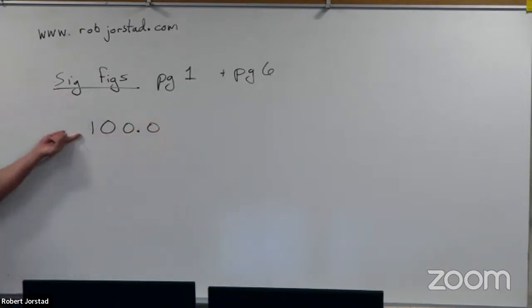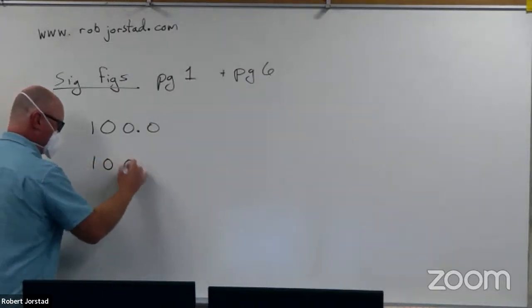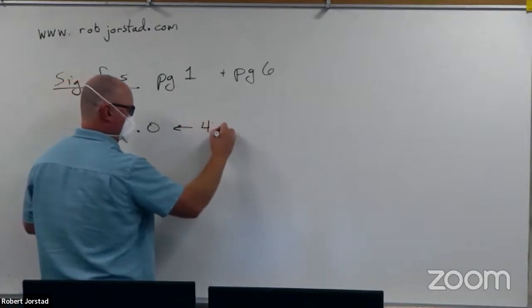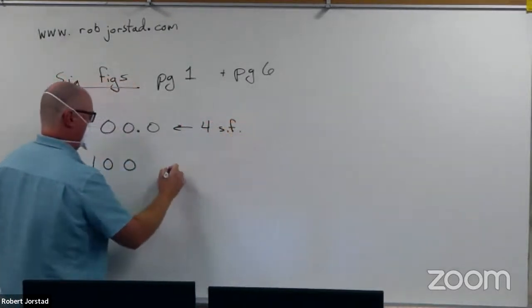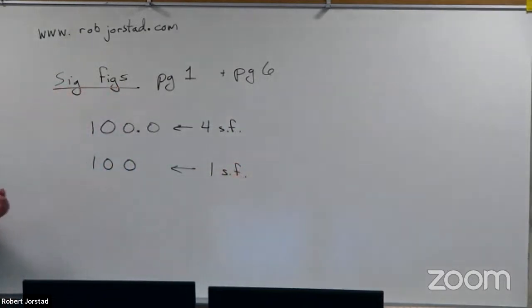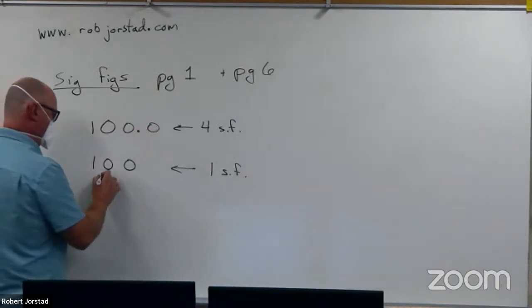How many sig figs does this number have? 4. So here's the thing. How many sig figs does this number have? 1. It's annoying, right? So this number here has 4 sig figs, and this number here has 1 sig fig. The rule that's involved here is the only one that's tricky. These are called trailing zeros because they're to the right of all other numbers. So these are trailing zeros.